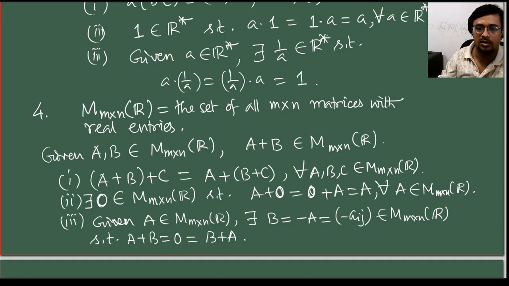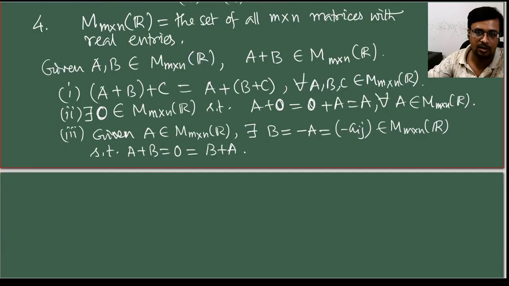Okay. So see that in all these examples, these three properties are common. So we can take these three properties as a model to define a mathematical system which is called a group.